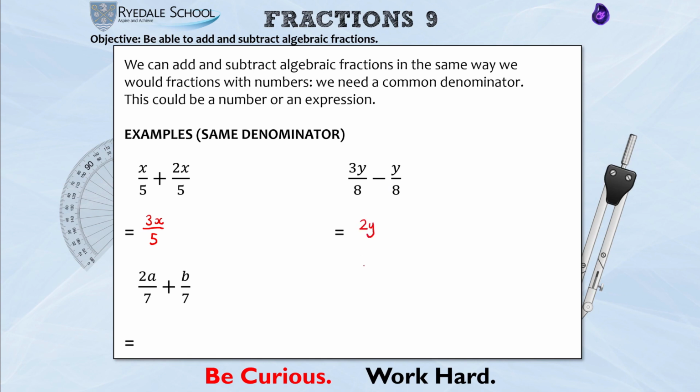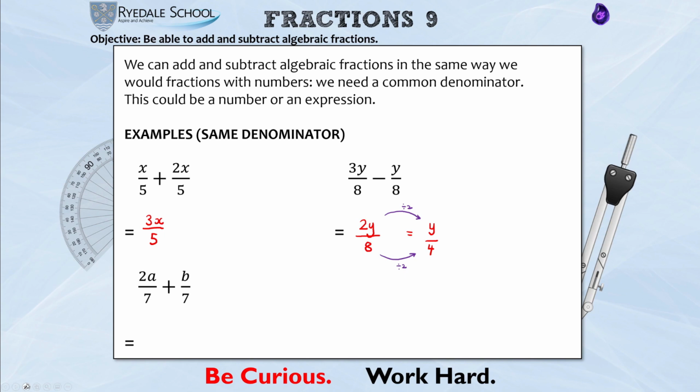So this is just like collecting terms. 2y over 8. Now, you might think this simplifies, and you would be right to think that it simplifies because the numerator and the denominator can both be divided by 2, so this one would simplify to y over 4. So all I have done is divided the numerator and the denominator by 2, just as if we were cancelling fractions normally.